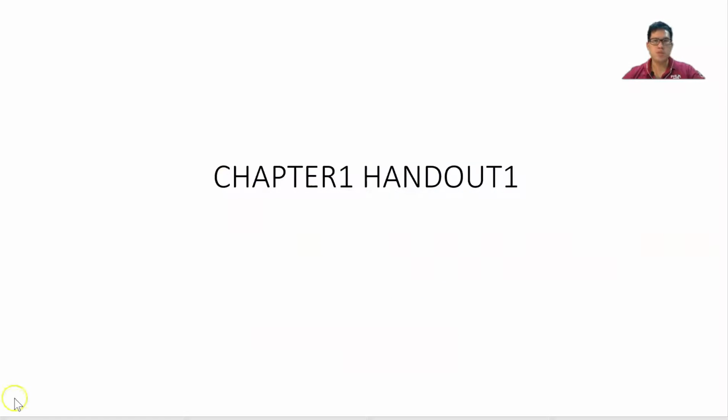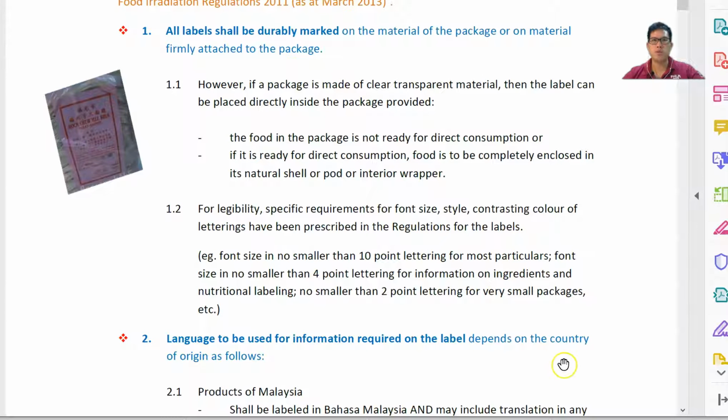I will just briefly go through it. Look at your chapter 1 handout 1. Please download it. This handout is based on the Malaysia regulations, and all of this is also in reference with the WHO, and also the Codex.